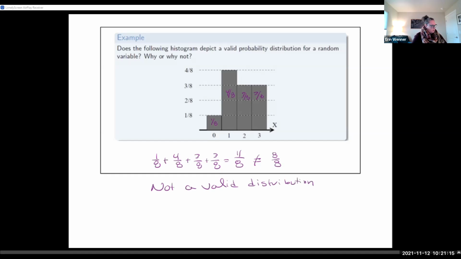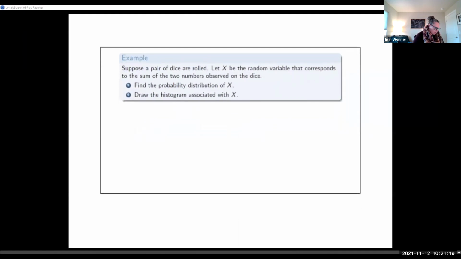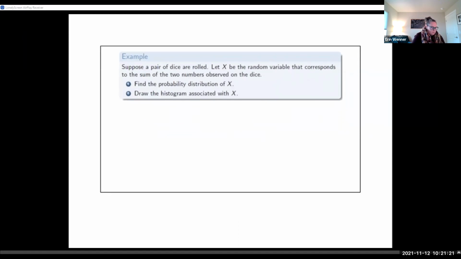Okay, let's look at our next. So suppose a pair of dice are rolled. Excuse me. Let x be the random variable that corresponds to the sum of the two numbers observed on the dice. So before we even get into finding the probability distribution or drawing the histogram, let's first just remember our table that we used back in chapter 7.